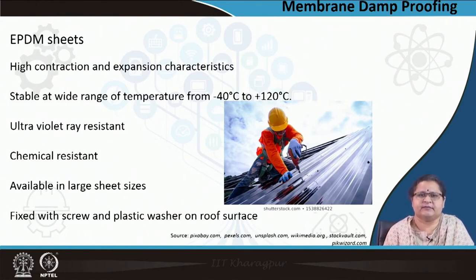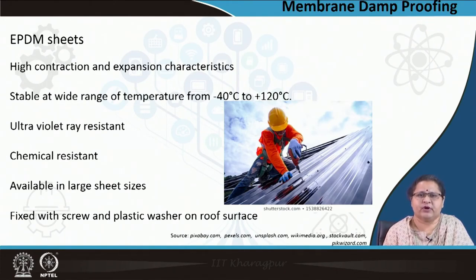So, that is done by fixing screw and plastic washers on the roof surface. These plastic washers help the water not to enter through the holes created by the screw. That is the principle for any kind of screwing system of the roof. So, you have to put a washer.